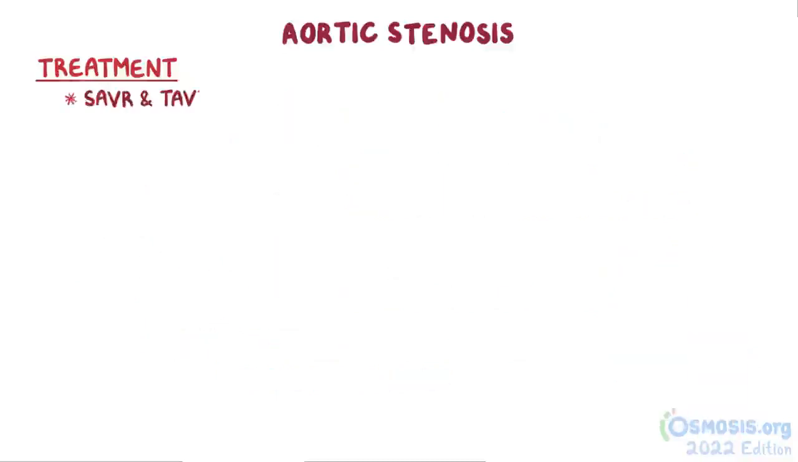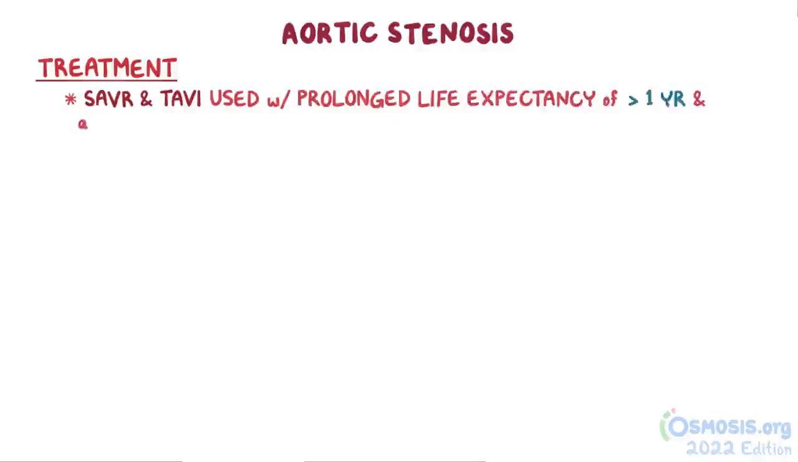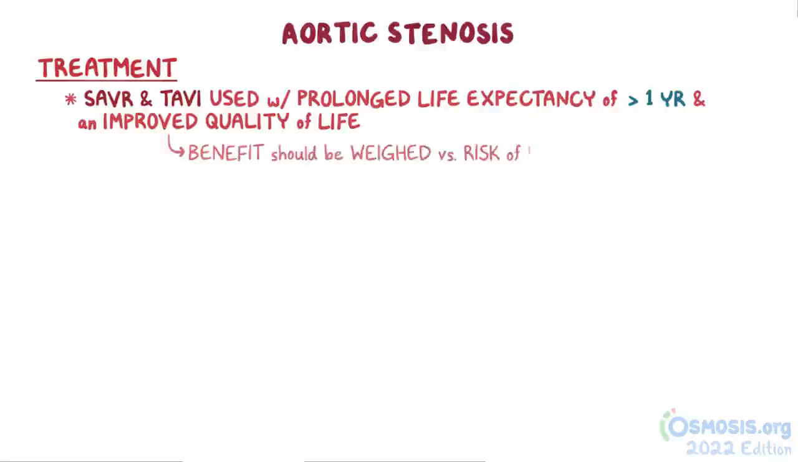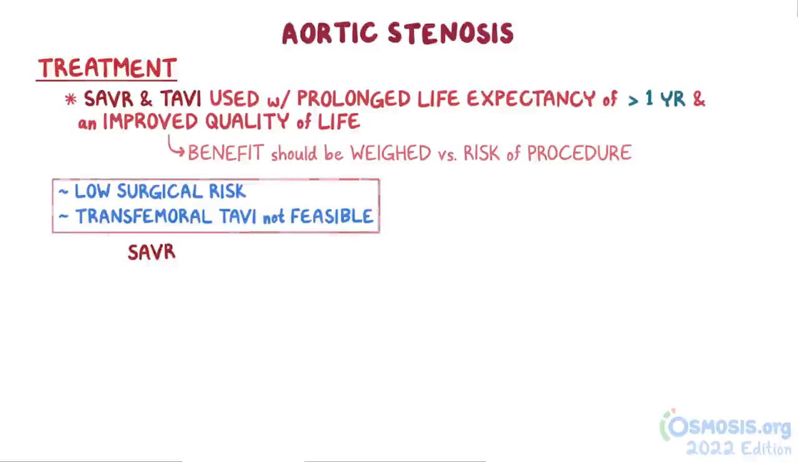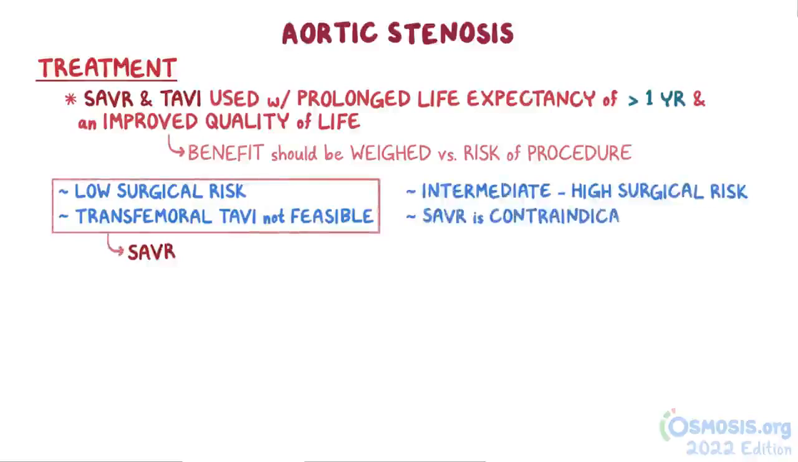SAVR and TAVI should be used in individuals who are likely to have a prolonged life expectancy of at least a year, as well as an improved quality of life. For those individuals, the benefits should be weighed against the risk of the procedure. For individuals with low surgical risk, or if transfemoral TAVI is not feasible, SAVR is performed. For individuals with intermediate or high surgical risk, or if SAVR is contraindicated, then TAVI is performed.